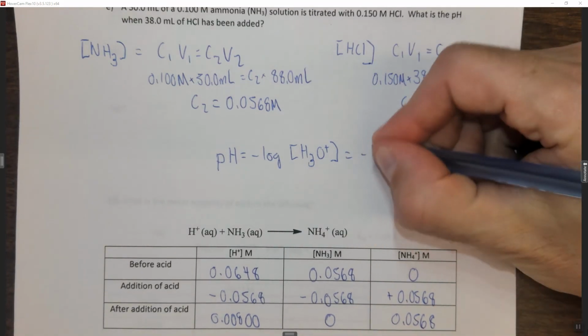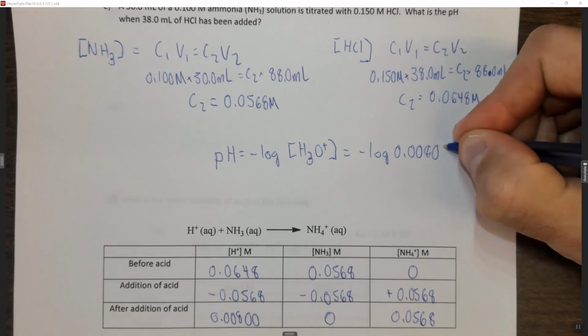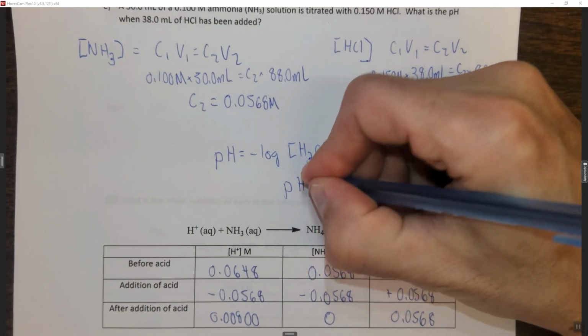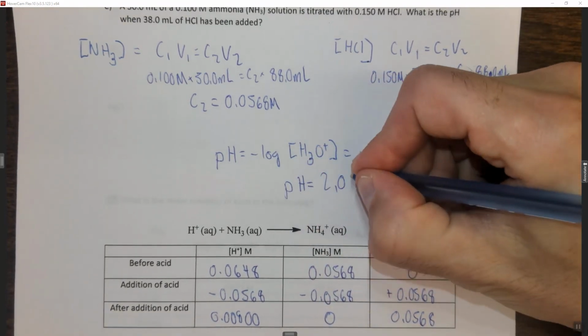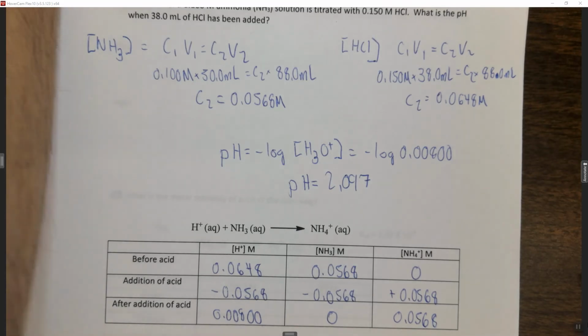So in this case, it's going to be the negative log of the 0.00800 molar, and the pH is going to be 2.097. Okay, so this is how we find the pH. These questions are incredibly complicated and take practice.